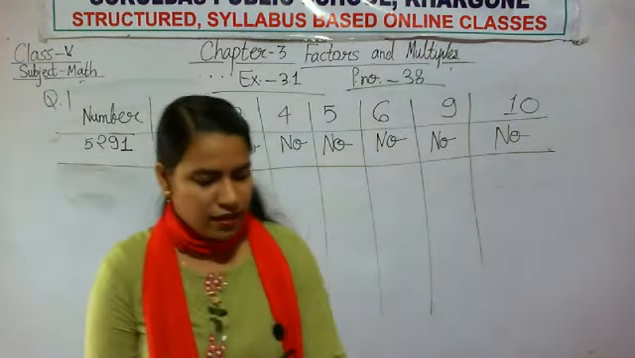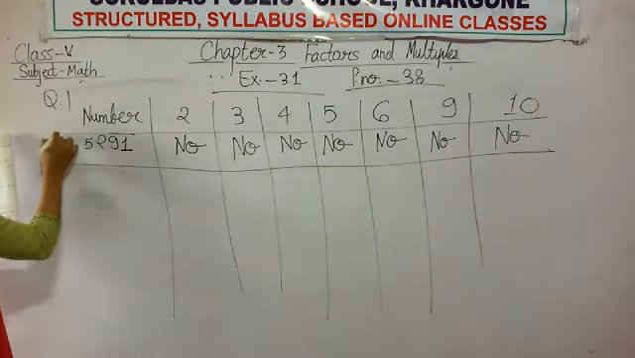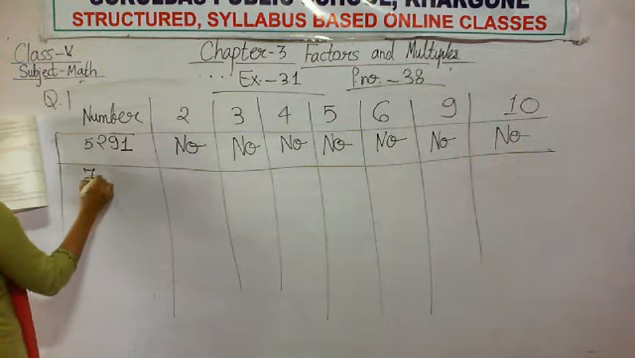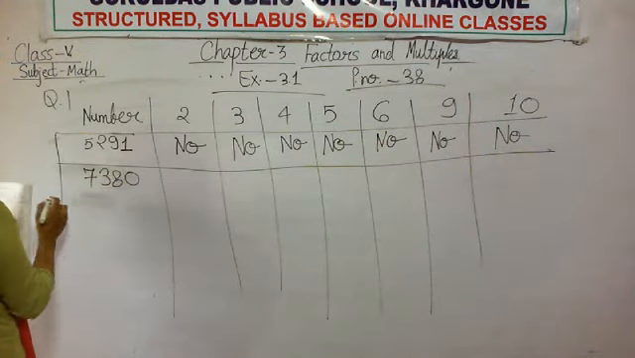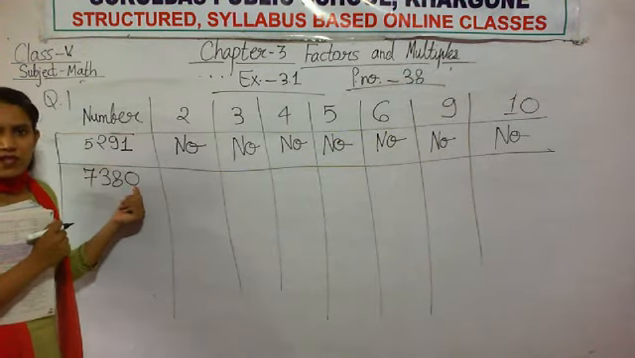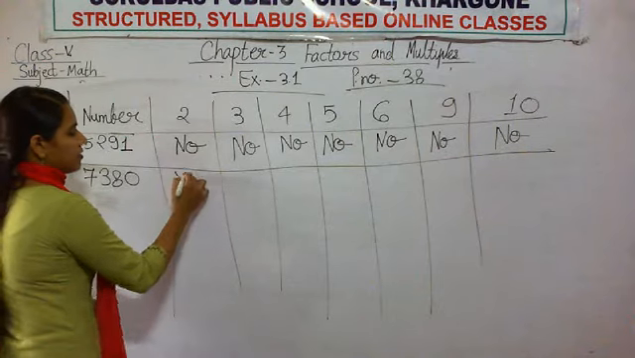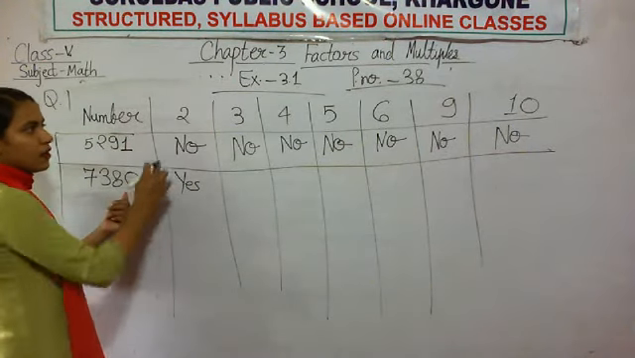Okay, now let's take the other example, another number. Your next number is 7380. Now check the divisibility for 2. The ones place is 0, and the ones place is even. Thus you conclude that yes, it is divisible by 2.